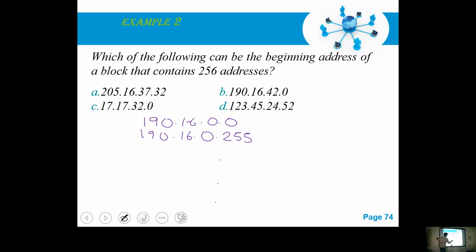255. What is the next block which I can have, starting of next block? 190.16. Then what am I going to have next one? What is the next number after this? 0.256. Okay. Where will it end? 5, 510 or 511?